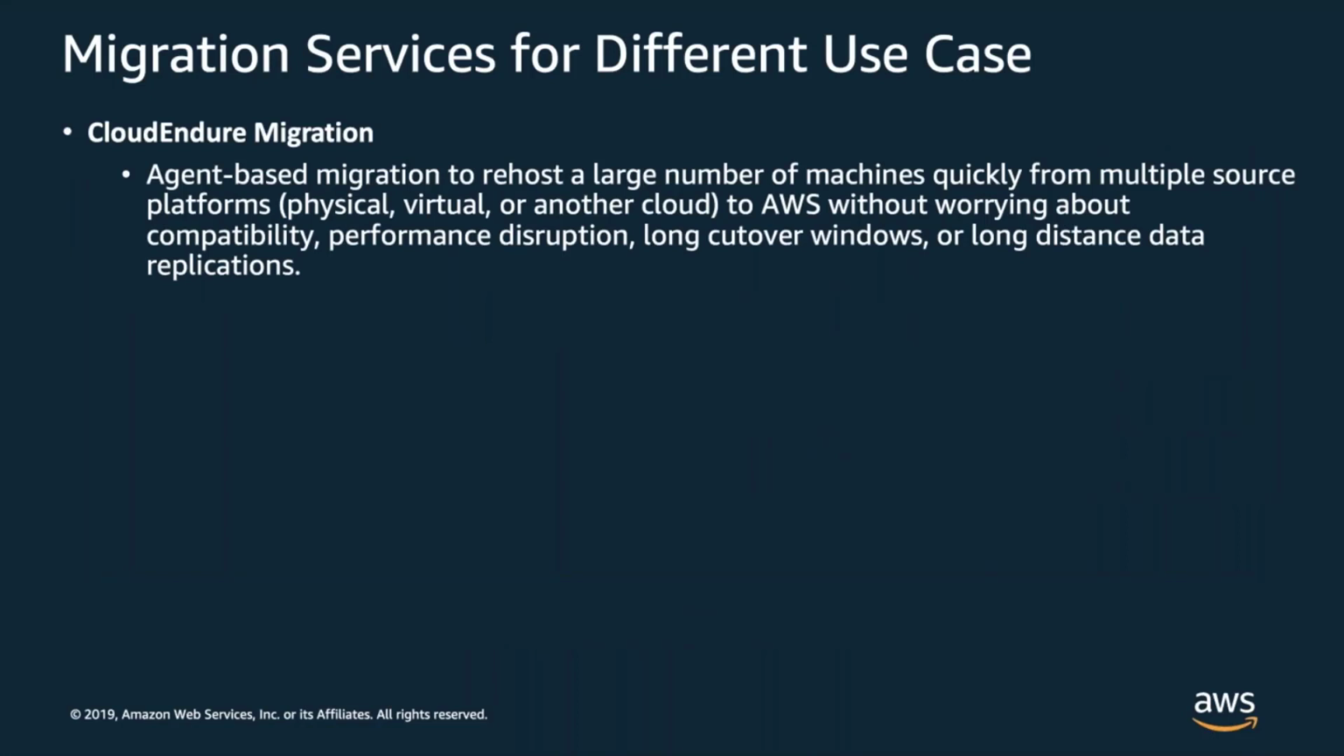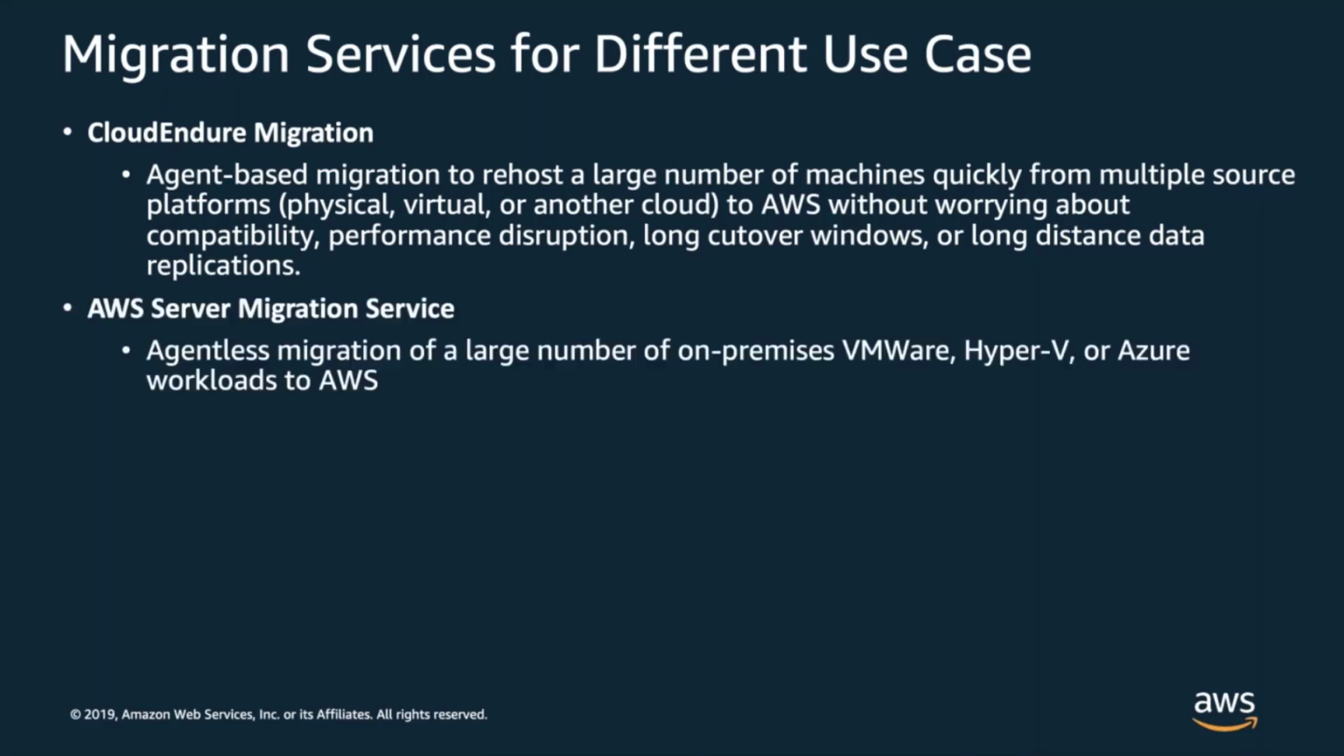If you are okay to install agents and have a need to rehost a large number of machines, like thousands of machines that you want to move from multiple platforms like physical, virtual, or another cloud, you can use CloudEndure service. CloudEndure Migration is the service which helps you with this use case. Now, if you are looking for an agentless solution for migrating a large number of on-premises VMware, Hyper-V, or Azure workloads, you can use AWS Server Migration Service.